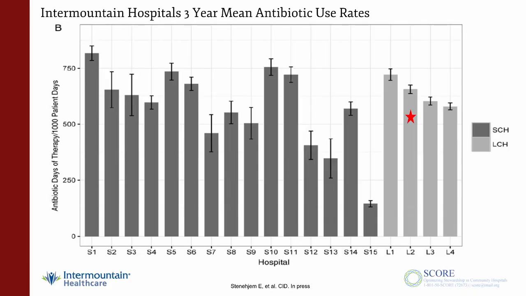And what you can see is that a number of the small community hospitals on the left have very similar rates to the large community hospitals on the right. We also see considerable variability in our small community hospitals. The red star on the right represents Intermountain Medical Center, our largest academic medical center in the system.